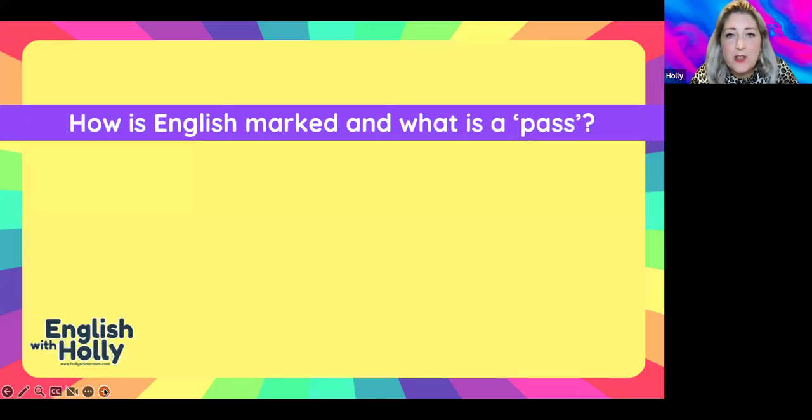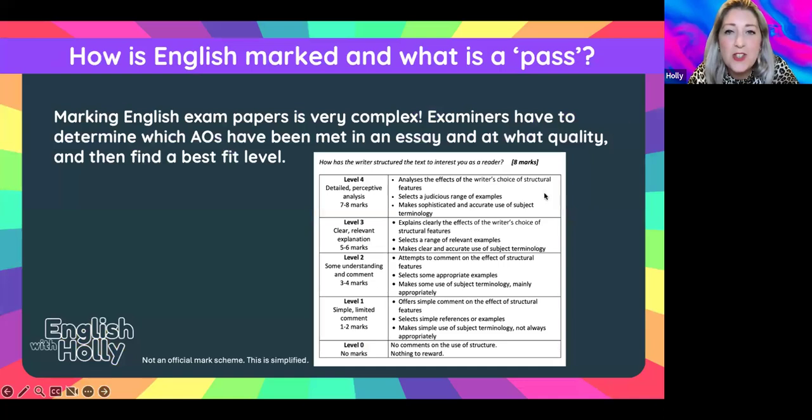Okay. So how is English marked and what is a pass? Oh, this is a big one. This is a big one every August. So just in summary about how English papers are marked, because I expect some of you will be quite interested in this, particularly if you're paying close attention to how your teens' essays and mocks and things are marked. It's really, really, really complex.